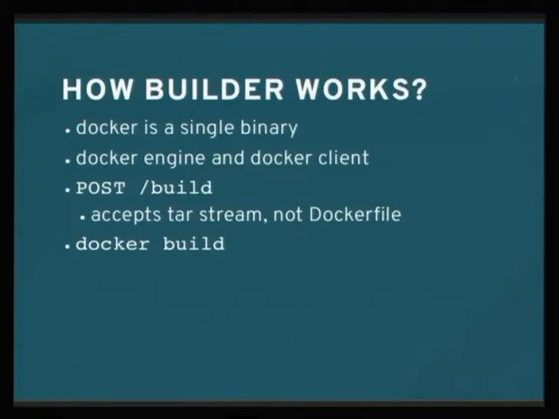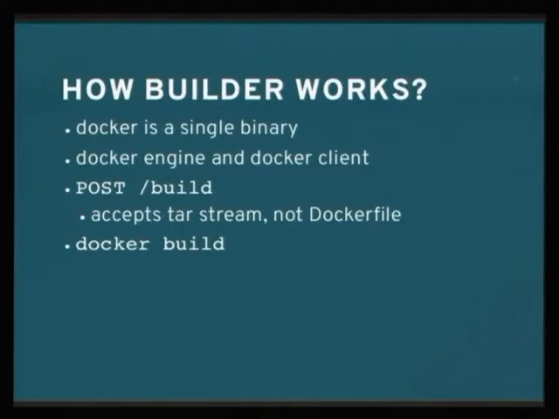So the builder is the part which takes care of the build. It has its own API endpoint, which is actually /build, if you are interested. And what the Docker client passes to the build is not the Dockerfile, which someone might expect, but actually a tar stream. So when you run docker build locally, you don't point it to a Dockerfile, you point it to a directory. What the client does is create an archive of it and stream it into the engine via the endpoint. That's kind of like, okay.